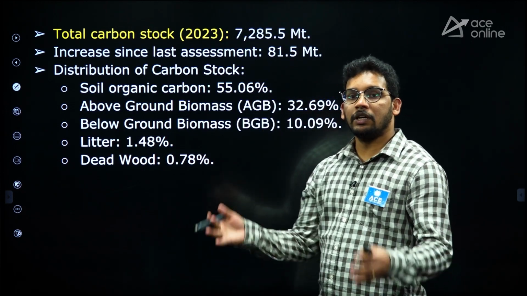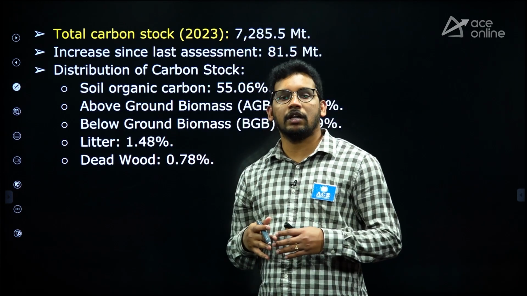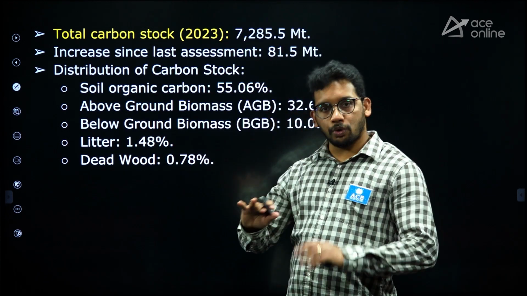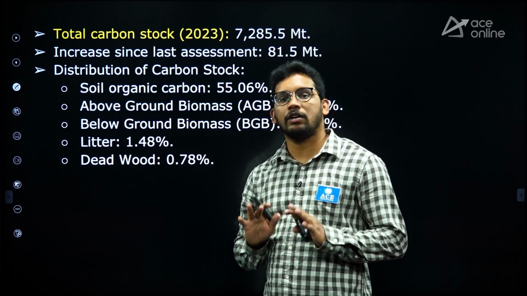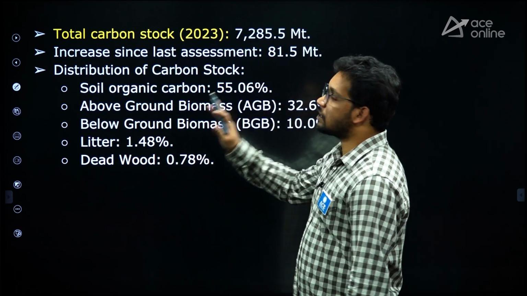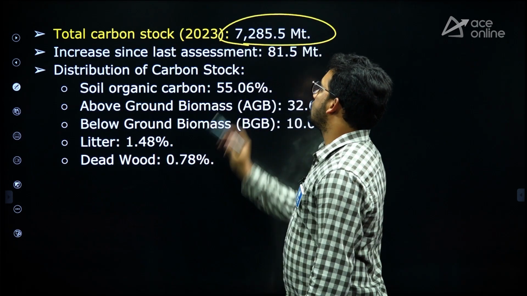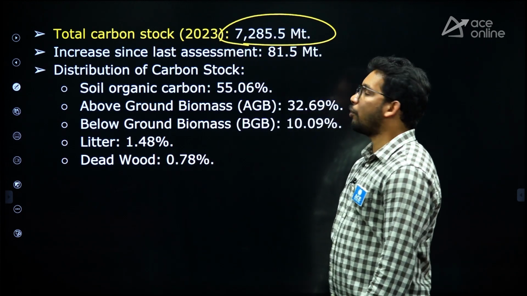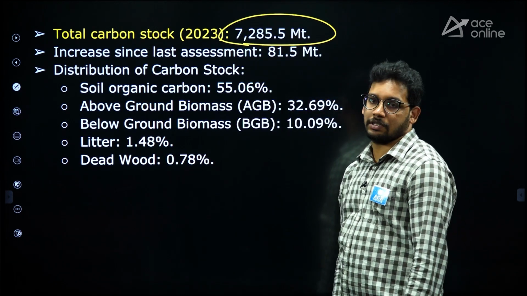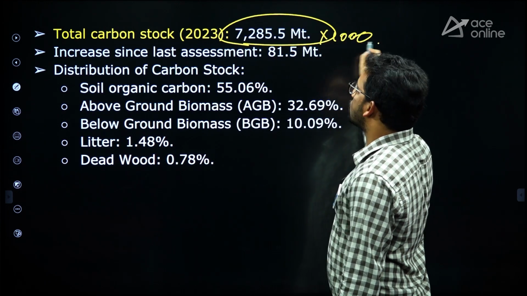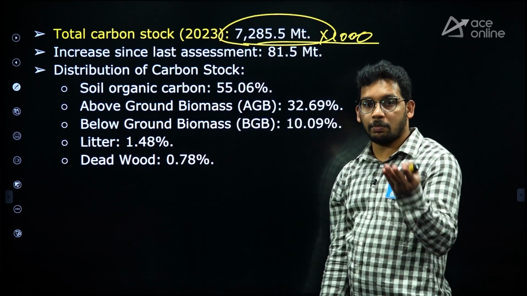Carbon stock means, see, usually plant takes the carbon dioxide and they release the oxygen, you all know. So carbon is stored by plants, lot of plants as the carbon. So how much tons of carbon is stored by the total trees is 7,285.5 metric tons. Metric tons means into 1000. So this much amount of carbon was stored by the plants.